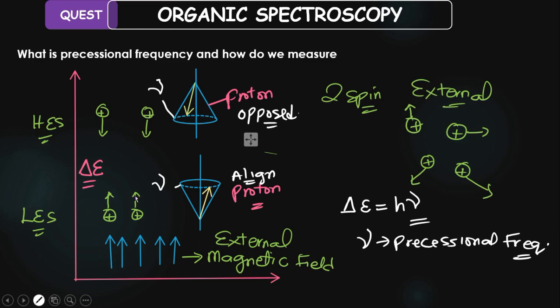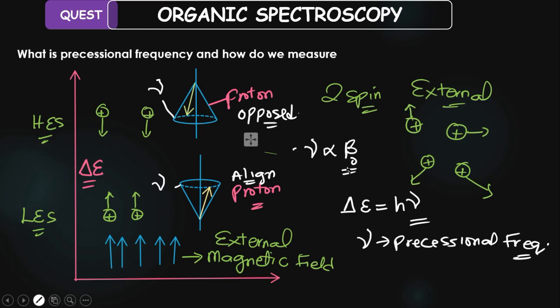The speed changes. Now, the precessional frequency also, my dear student, is directly proportional to the magnetic field of the magnet irradiated with it. So the higher the magnetic field, the higher the precessional frequency. Is that okay? Like I told you, the precessional frequency does not change, but the velocity of the precession actually changes.